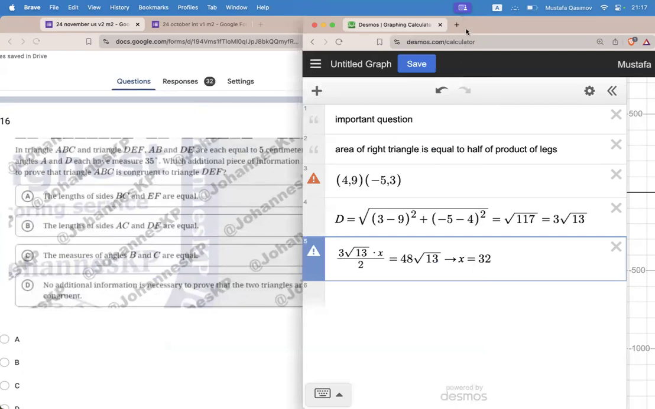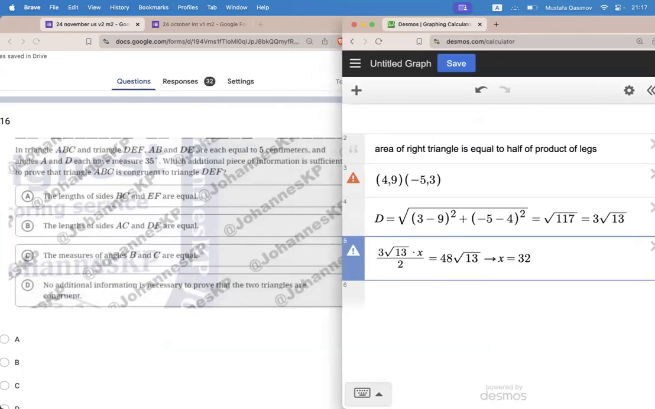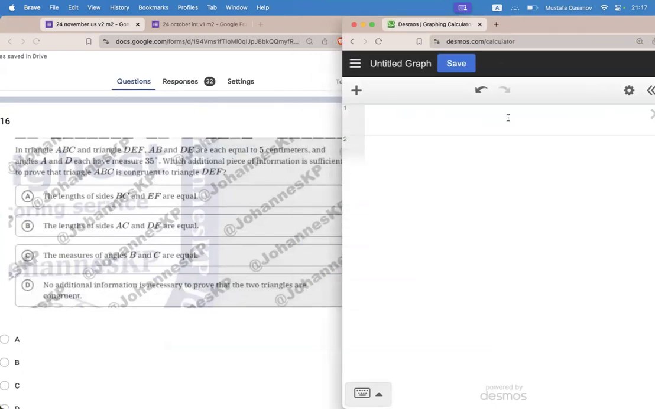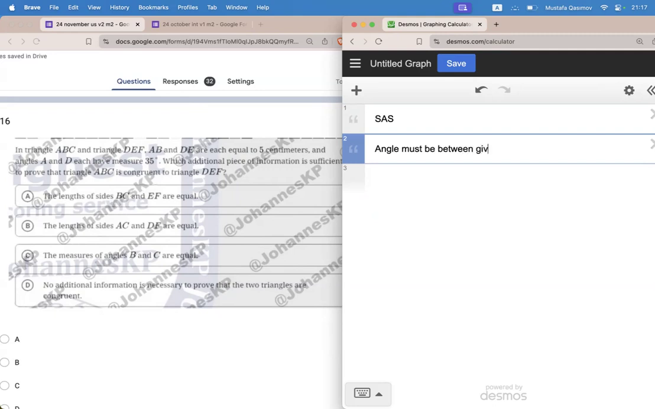Yeah, right. For congruency, most of the time we use SAS. What's the meaning of SAS? It means side, angle, side. But here we have one important note: the angle must be between the given two sides.